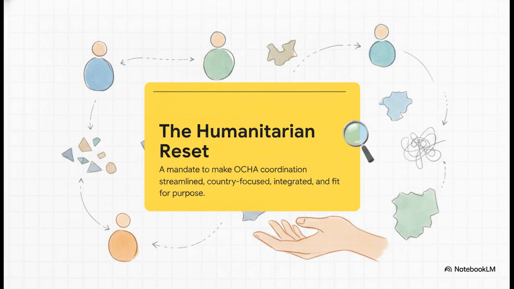Imagine you're a field worker, right? And you're waiting weeks for a policy decision to clear multiple desks in Geneva while a crisis is literally worsening by the hour. That's exactly the kind of bureaucratic bottleneck this reset is trying to completely eliminate. The whole system has to reorganize itself around the people in need, rather than demanding the field adapt to rigid global structures. It's a total flip of the traditional top-down hierarchy.